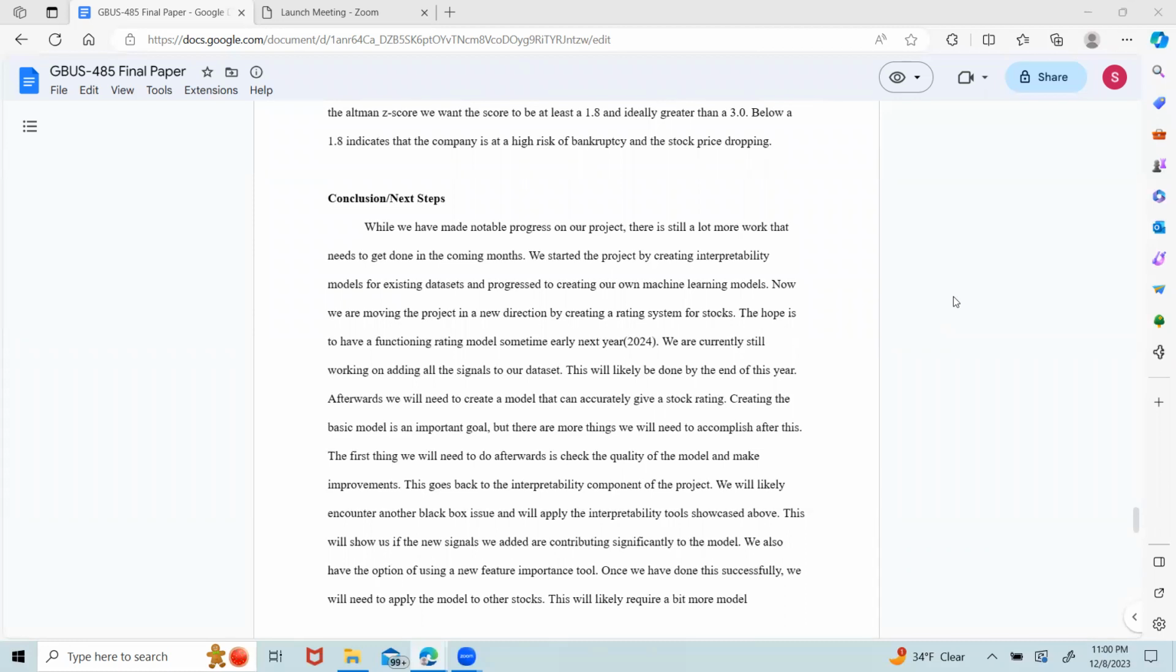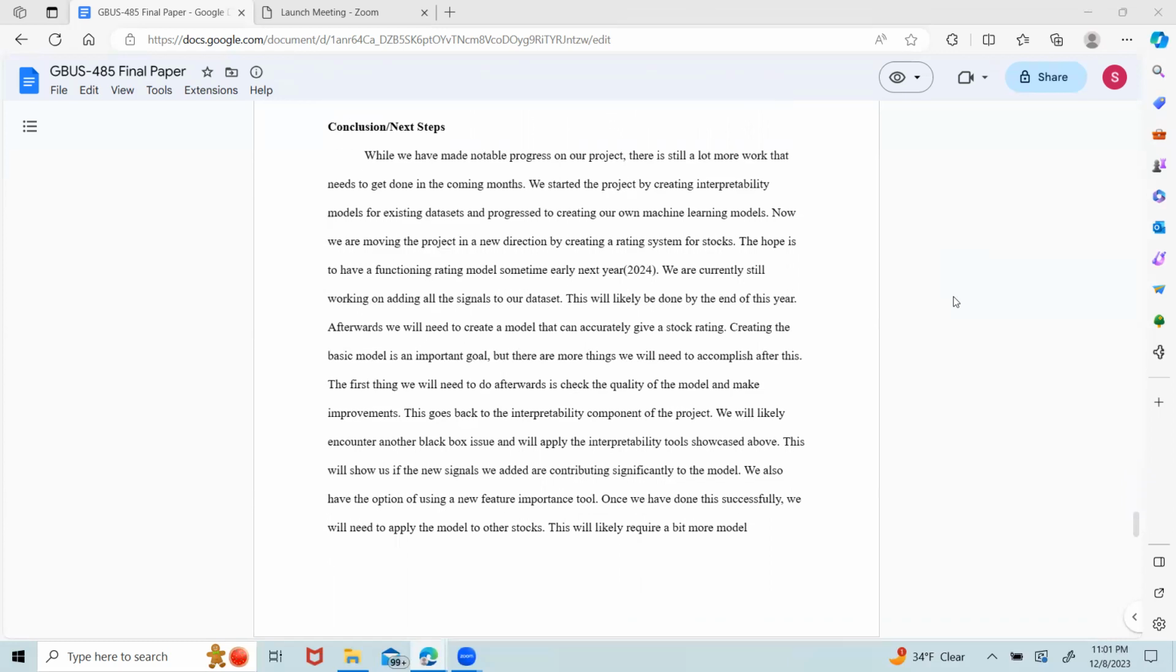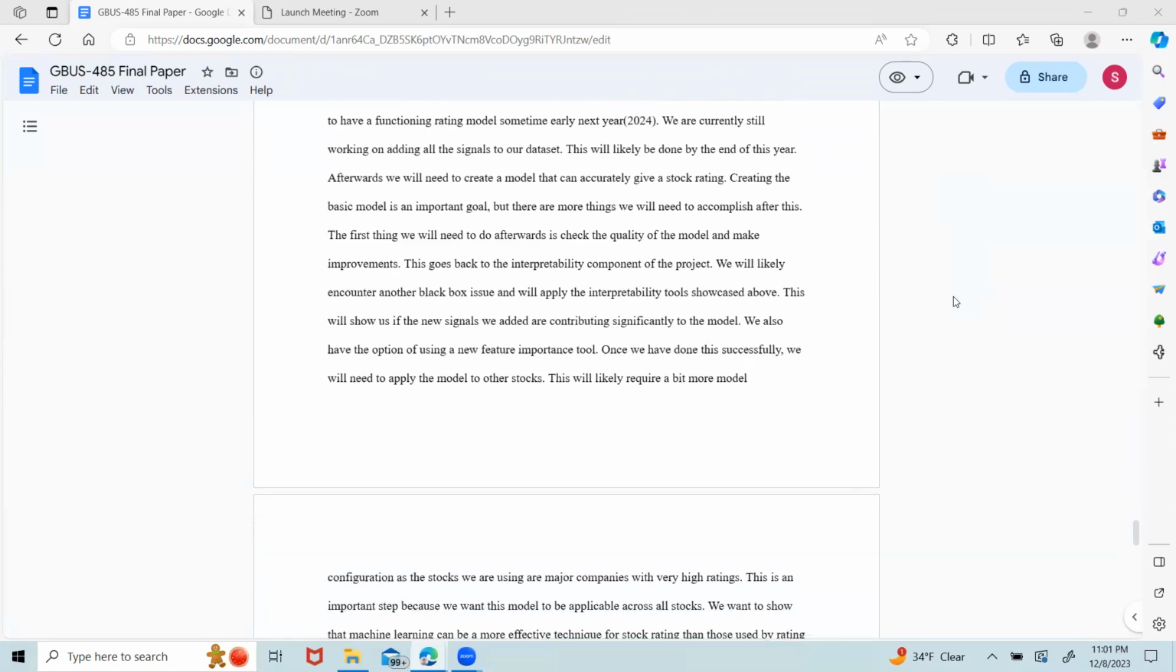After we have our fully completed data set with the signals, we need to actually create the model and plug in Apple stock into the model to see what kind of rating we get. And then we'll need to benchmark that with the ratings that we found on the rating agencies. So that's just the first step. After we do that, we will need to incorporate interpretability to test why we're getting the outcome of the model that we are, see if we need to adjust any features, maybe add new features or signals, or drop current ones.